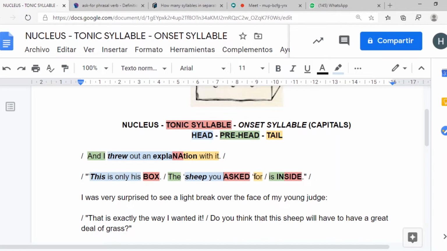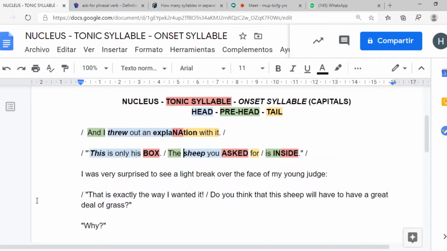Just this way. This is something that I did in order to show you, and you will have to do this too. Okay, let's have another one. This one. I was very surprised to see a light break over the face of my young judge. We can separate these. Okay, let's try to separate this part.